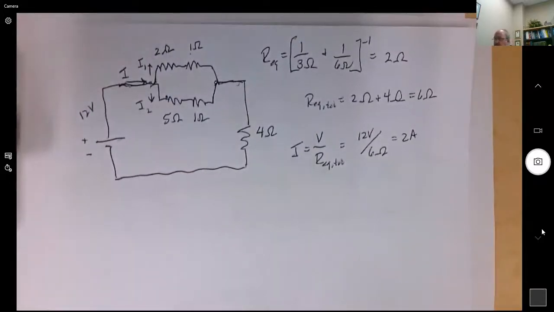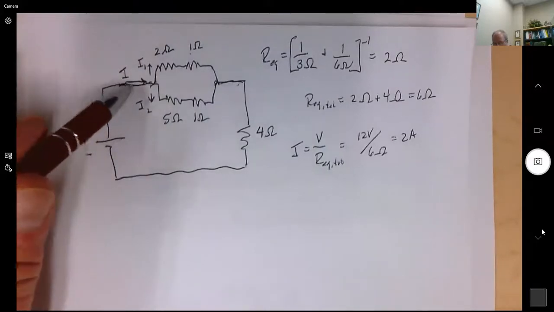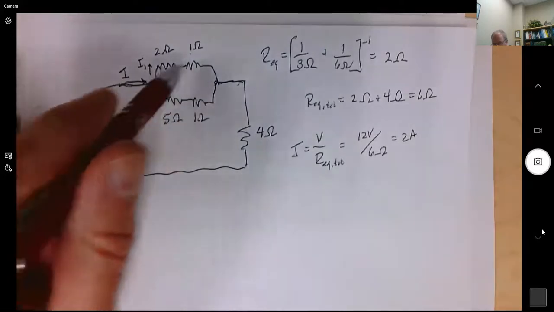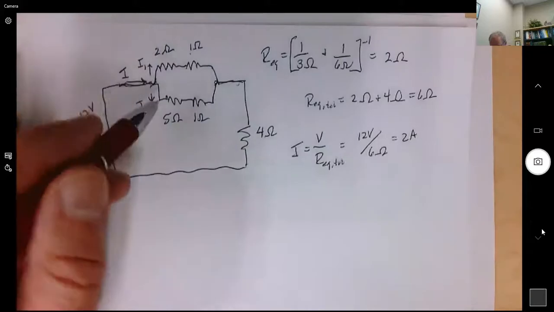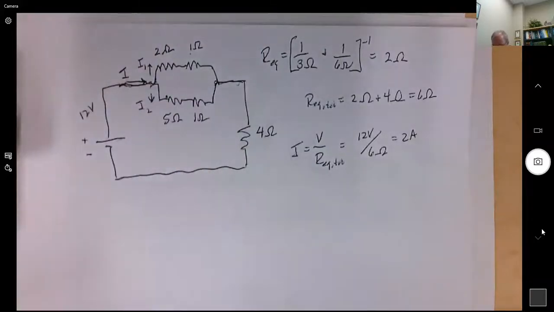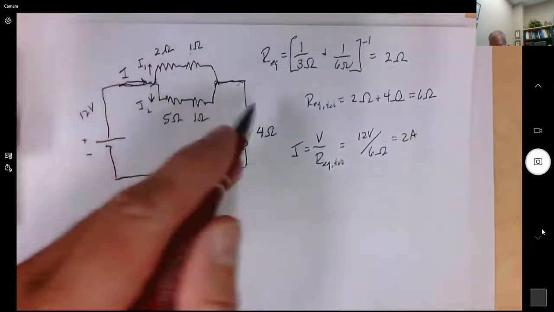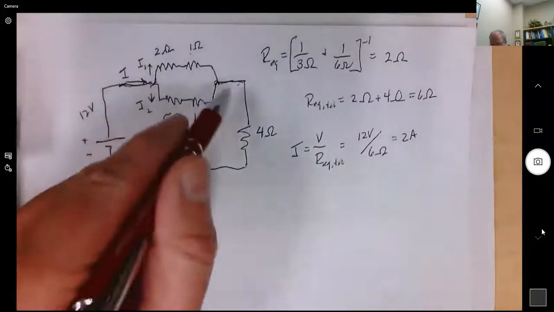Okay, so here I have 2 amps and it's splitting in 2 directions. In this case, it sees 3 ohms of resistance. In this case, it sees 6 ohms of resistance. But I know my equivalent resistance over here. The equivalent resistance here is just 2 ohms.